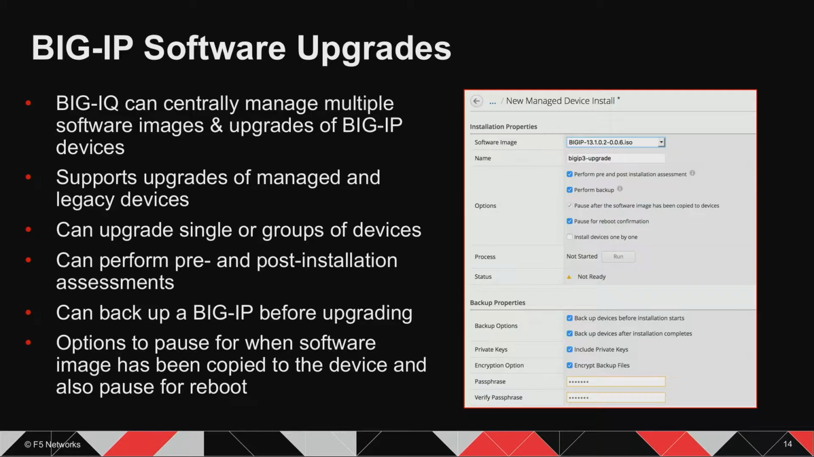We also have the ability to install the devices one at a time. This feature was largely designed for upgrading DNS sync groups. So if you've got BIG-IP DNS, formerly known as GTM, in your environment, and you want to upgrade that using BIG-IQ, if you check this box to install the devices one at a time, BIG-IQ will step your DNS sync group through the proper upgrade to make sure that it gets from the version it's running up to the new version in the proper way for those sync groups.